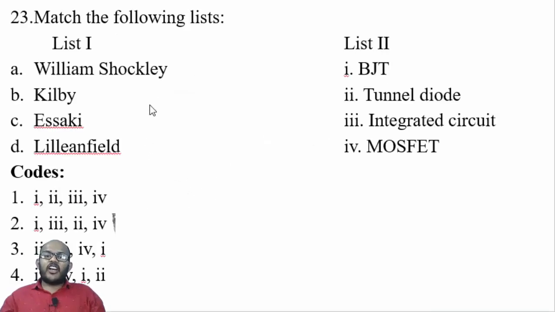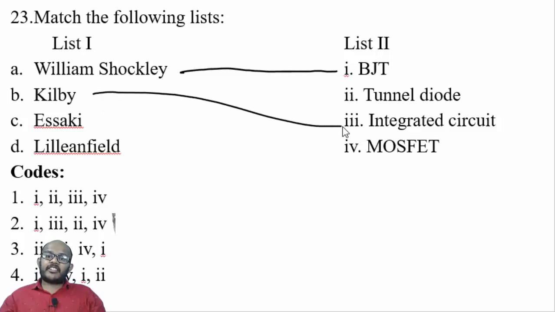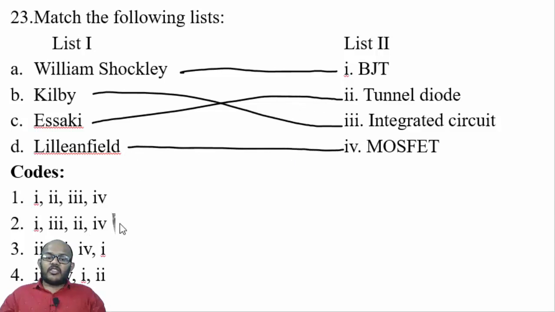Moving on to 23rd question. In list 1, they have given the inventor name. In list 2, they are talking about what they have invented. William Shockley invented the BJT. Kilby invented integrated circuits. You are very familiar with the JK flip-flop, which is Jack Kilby, so they have given their name only. Next one is Esaki, who invented the tunnel diode. Lilienfeld invented the MOSFET. So the corresponding option is option 2.